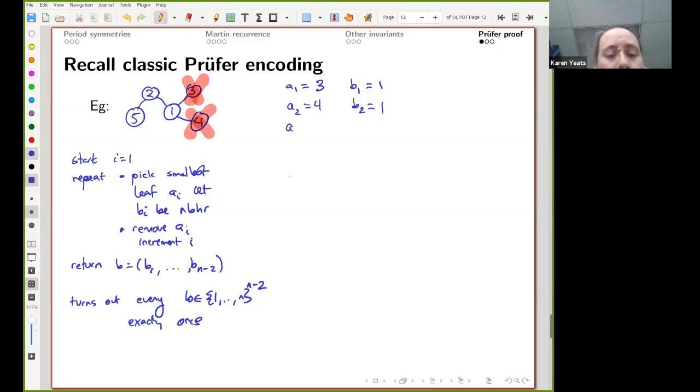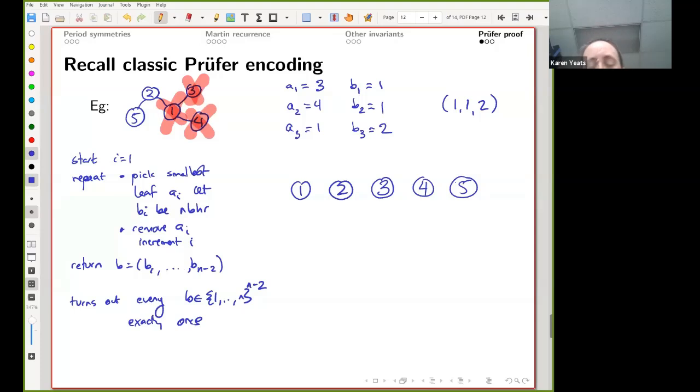Okay, and now what is my next smallest leaf? Well, now my next smallest leaf is actually the 1, because 1 is a leaf now. So a_3 is 1. And b_3 is, well, 2. Okay, so we'll get rid of this. And now I'm left with just 2 vertices, so nothing interesting is happening anymore. And so my Prüfer code is 1, 1, 2. And so it turns out that everything happens exactly once. And how do I briefly sketch that out? Well, you can reverse the algorithm as follows. I know you're like, I know this already, but it's just helpful to go through it in order to see how the proof we want in a second goes.